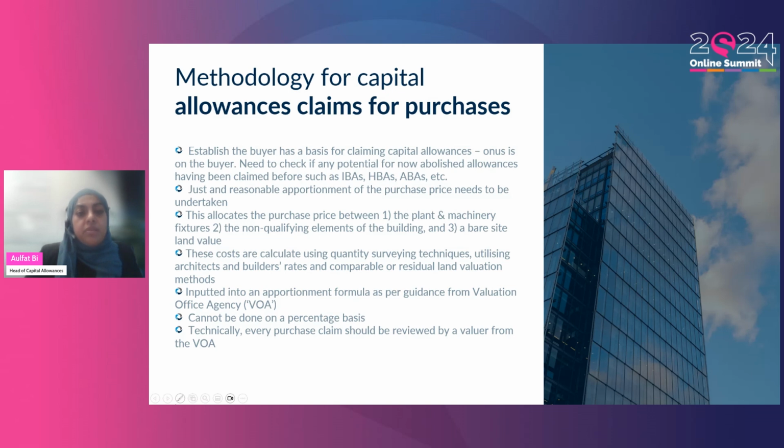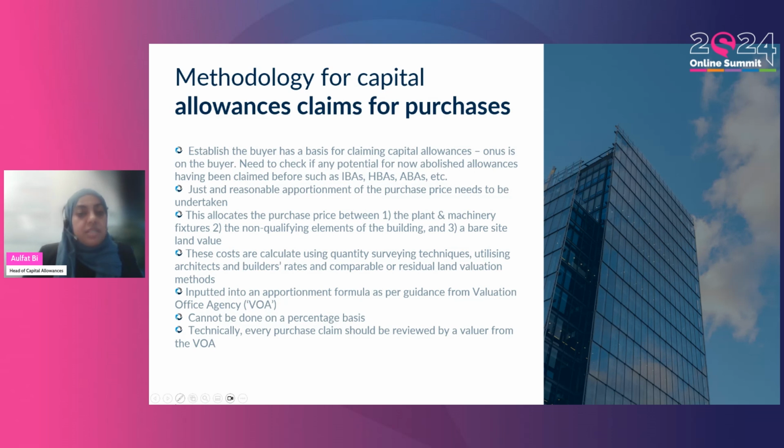The way that we do this is, first of all, we establish that the buyer can claim capital allowances. The onus is on the buyer to do this. We need to check if any potential abolished allowances could have been claimed historically, which I have noticed some more recent advisors don't actually do anymore. So you did have historically things like industrial buildings allowances, hotel buildings allowances, and agricultural buildings allowances, which meant that you could claim capital allowances on the entire building, not just the fixtures. If that's the case, any new buyer cannot claim any capital allowances on that building.